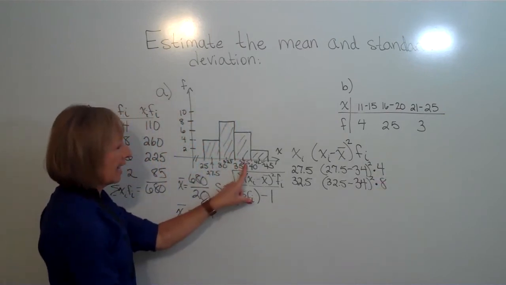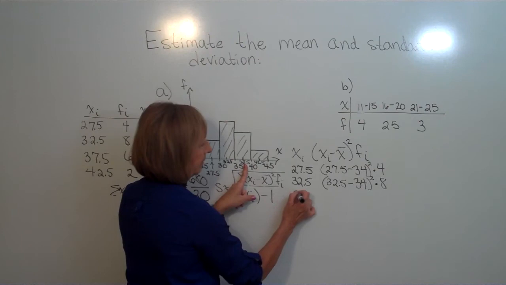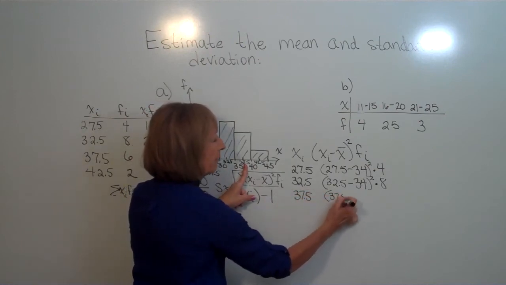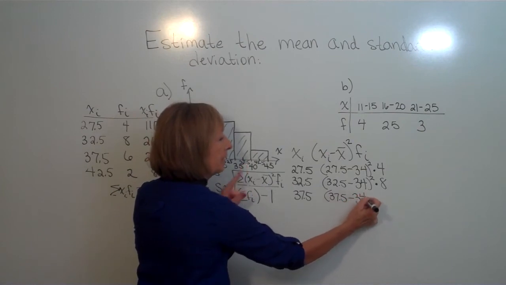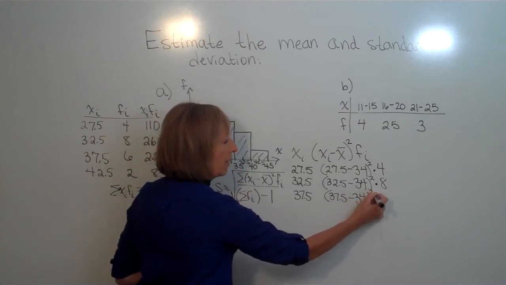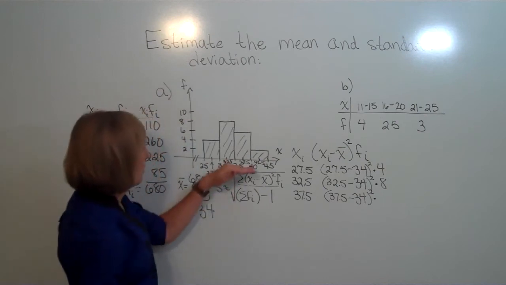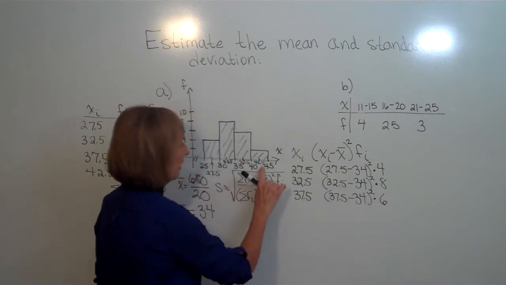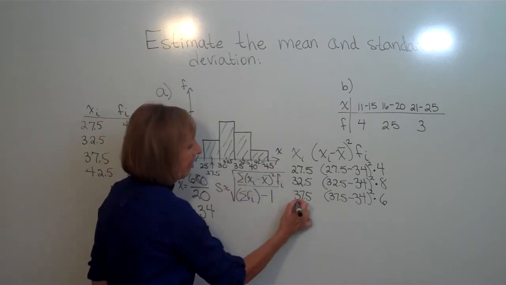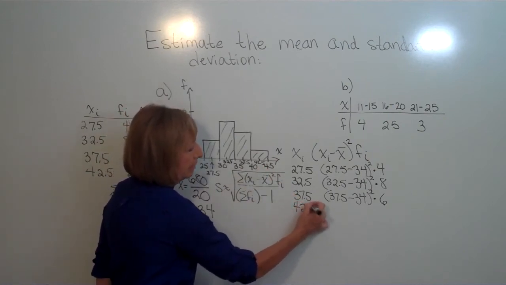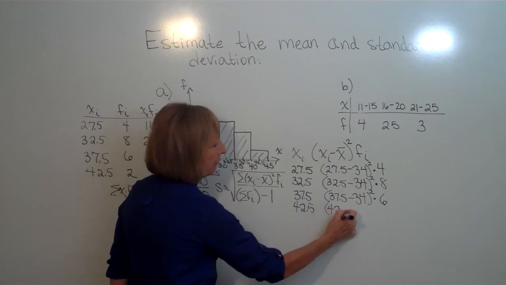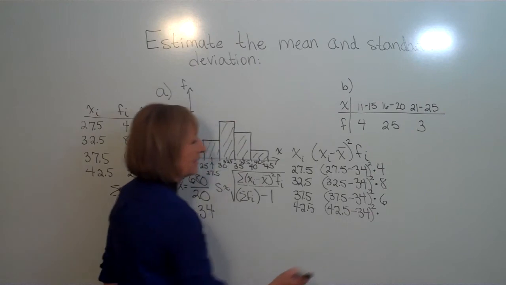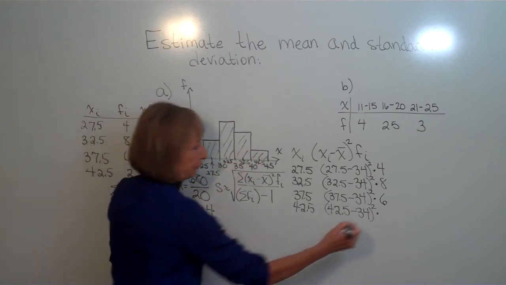Then our next x is 37.5. So we're going to take our 37.5, subtract the mean of 34, square that quantity, and then multiply that by the height of the next bar, which is 6. And then our last one is 42.5. So we have our 42.5 minus 34 quantity squared times the height of that bar, which is 2.